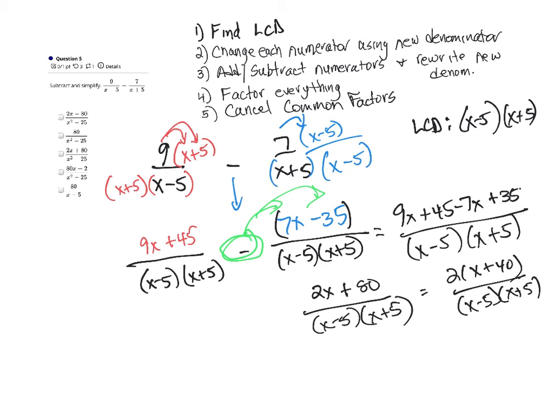Now, I could factor that numerator. The denominator is already factored. I could factor the numerator by taking out the 2, and that would leave me x plus 40. The only thing I can cancel are binomials, but I don't have an x minus 5 or x plus 5 in the numerator, so there's no need to do that. Either one of these answers would be good, okay? Either one, this one or the other one.